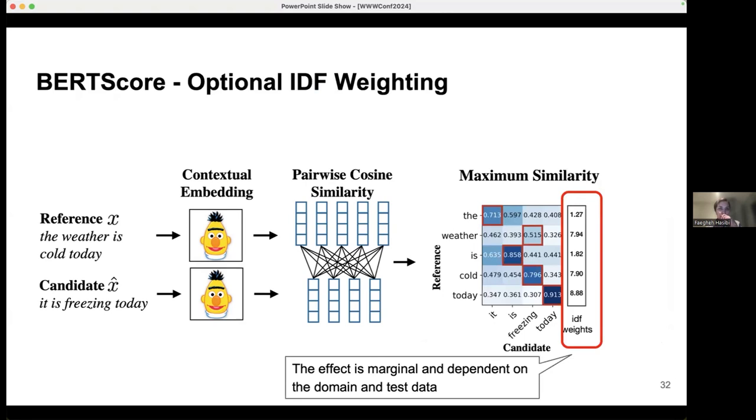BERTScore also introduces the notion of IDF, which is optional. The idea here is that the words that appear less often indicate more correlation with the overall similarity of the reference and candidate sentence. The IDF weight that they use is a modified IDF version, as we know in the IR community. It doesn't look at the number of times a term appears, but only an indicator function, whether the term appears or not. Their study shows that the effect of this IDF is marginal, and it's also dependent on the domain and the test data. So often this IDF weighting is ignored in computation of BERTScore.